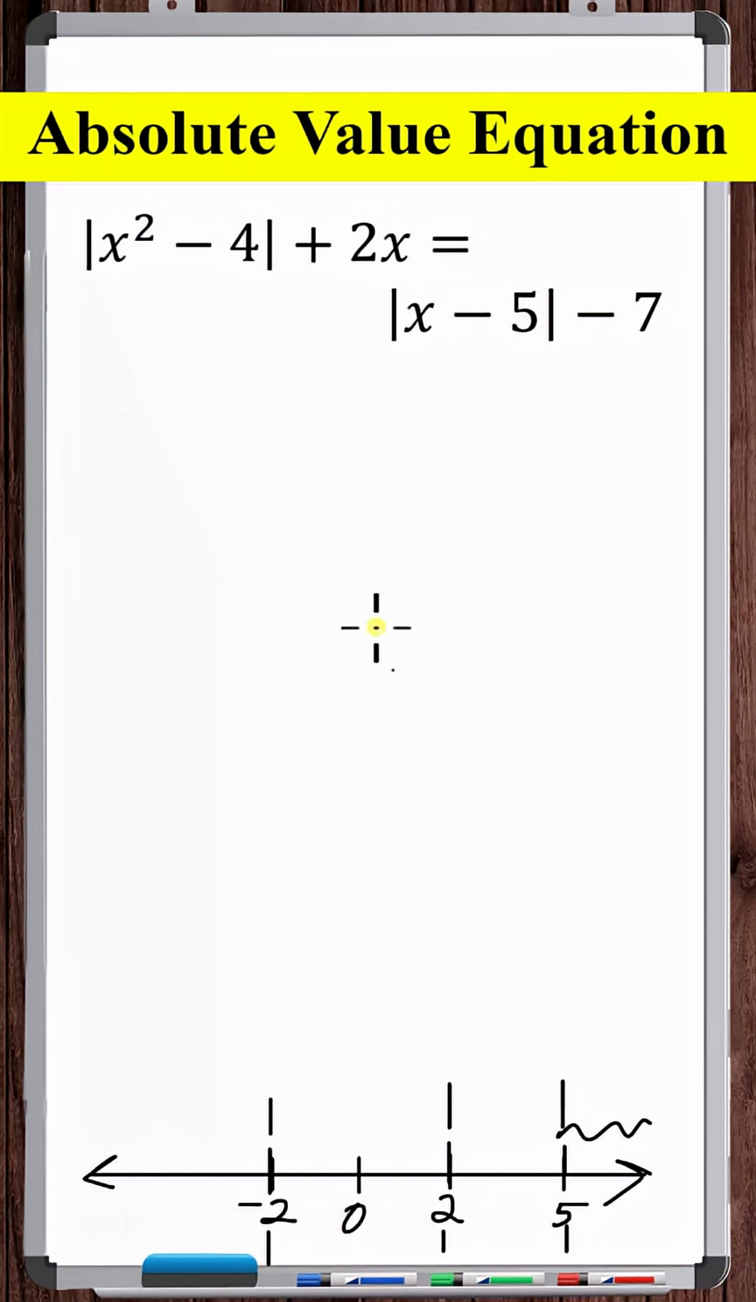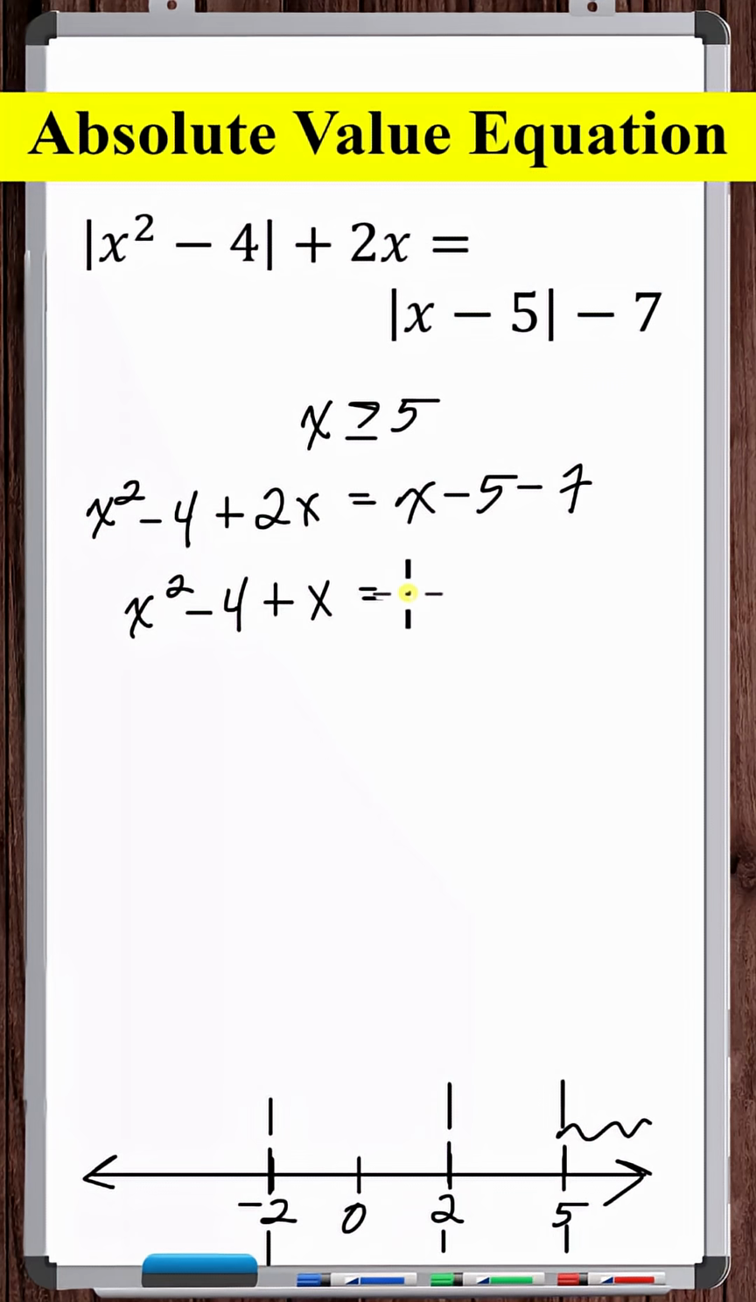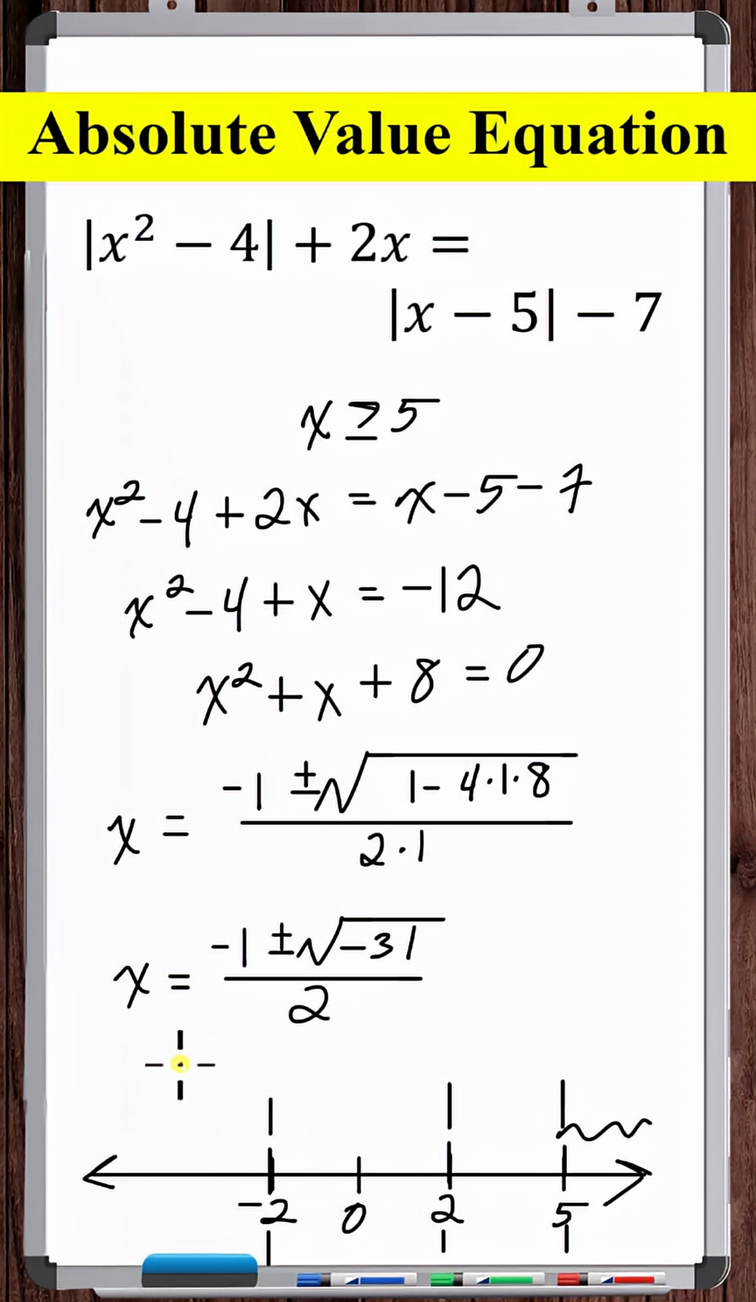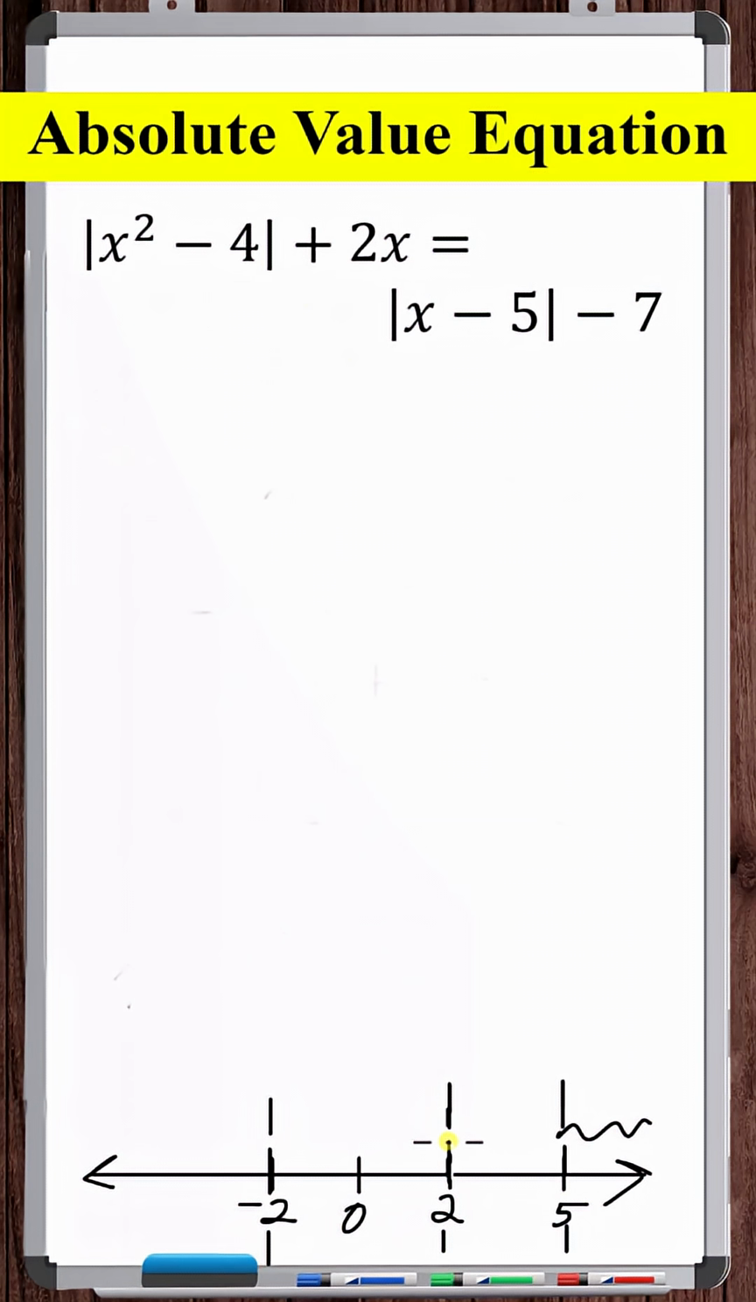Let's start with this region when x is greater than or equal to 5. In this case, x squared minus 4 is always positive, and x minus 5 is positive or 0. So we can just remove both absolute values. Now applying the quadratic formula. In this case, the solutions are going to be non-real. We aren't including non-real solutions, so when x is greater than or equal to 5, there's no solution to this equation.